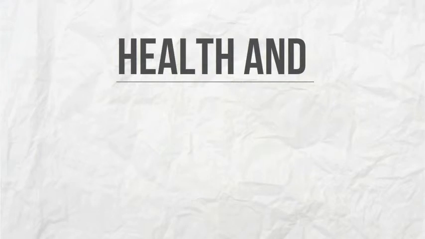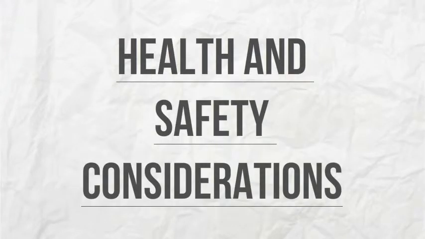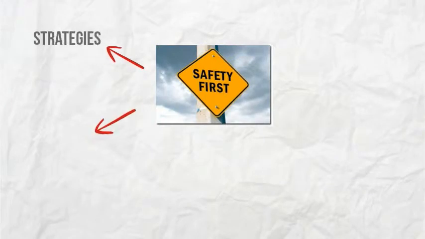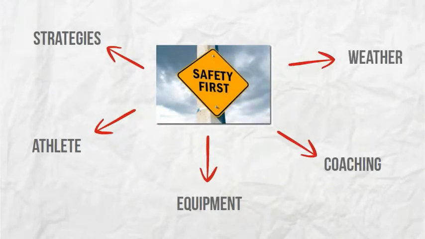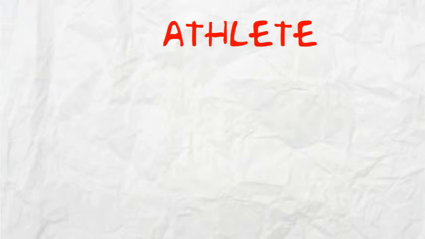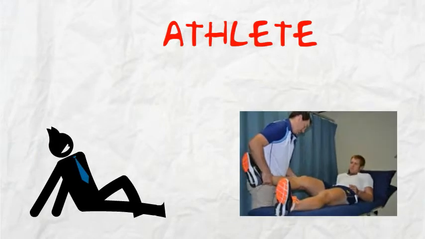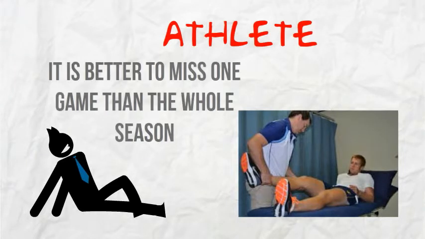There are 5 things you need to be wary of: the implementation of strategies in cases of emergencies, the safety of the athlete, equipment use and maintenance, safe methods used in coaching, and weather considerations. Athletes should feel comfortable while training, and their safety should be number 1 priority. If they are injured, both the athlete and coach need to be aware of the risks involved and when training should continue. It is better to miss one game than the whole season.